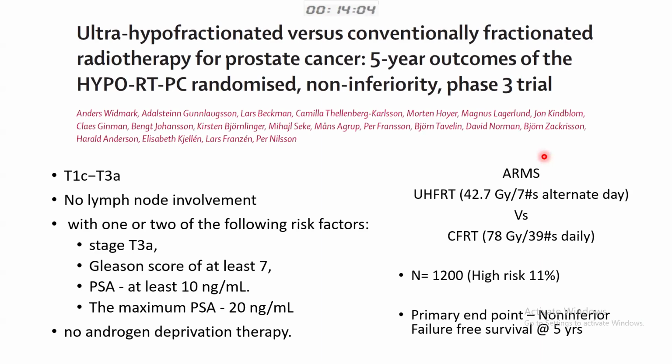Now, coming to the SBRT in high-risk patients. So, this is the first randomized controlled trial, non-inferiority design, published pertaining to these patients. Basically, this trial included patients of intermediate risk and high risk. Only 11% patients were of high risk. They used an ultra-hypofractionated treatment of around 42.7 gray in 7 fractions, alternate day treatment, versus conventional fractionated treatment of around 78 gray in 39 fractions, which included 1,200 patients. And the primary endpoint was failure-free survival at 5 years.